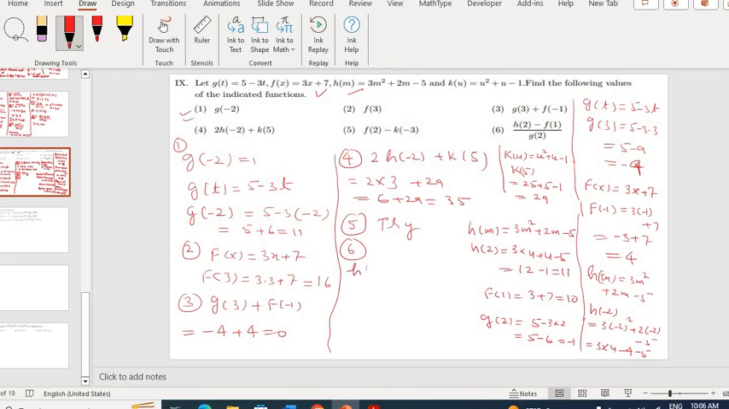So therefore h of 2 minus f of 1, divided by g of 2. h of 2 is 11, f of 1 is 10. So minus 10. Sorry, I made a mistake here. So h of 2 is 11 minus f of 1 which is 10, divided by g of 2 which is minus 1. So 11 minus 10 is 1, divided by minus 1. So the answer is minus 1. So this is the answer of question number 6.